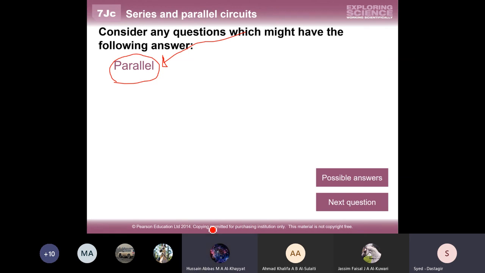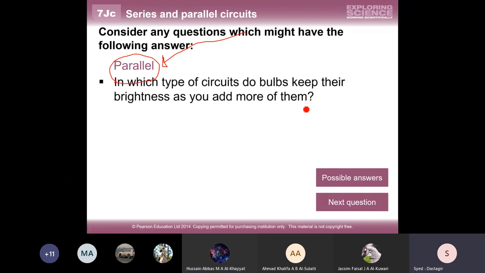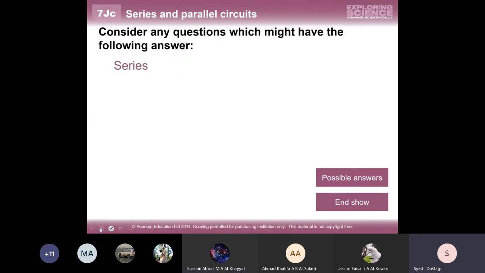Name the circuit where if a bulb breaks, the others will still work. Excellent, Hussein, very good. You could have also said: in which type of circuit do bulbs keep their brightness if you had more of them? Right, the next one. Series is the answer.